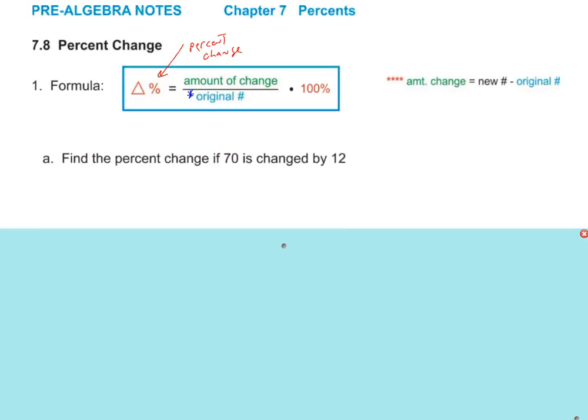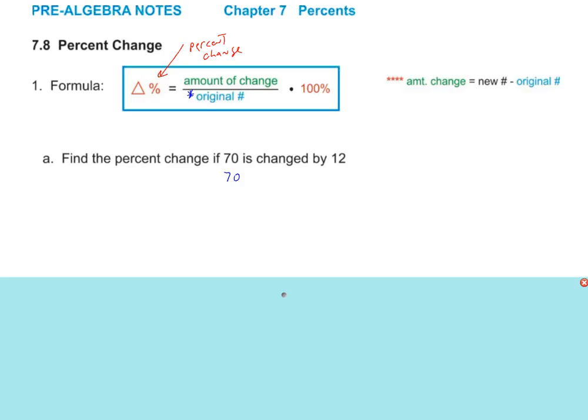All right, let's see if we can do some of these problems. So notice, find the percent change if 70 is changed by 12. A similar question would be if 70, let's say, goes up to 82. That would be a similar type of question. Or if we said 70 goes down to 58, it'd be the same way of asking the same question.